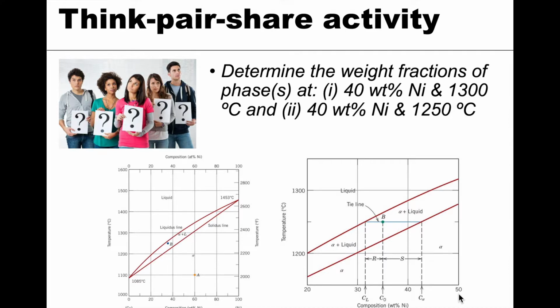But first, what I want you to do with this is, again, we're using that same isomorphous copper-nickel phase diagram, and I want you to determine the weight fractions of the phase or phases for 2 points. One is 40 weight percent nickel and 1300 Celsius, and the other is the same composition, 40 weight percent nickel and 1250 Celsius. So determine the weight fractions of the phase or phases that are present at those 2 points. So go ahead and do that, and then come back and we'll work this one together on the paper.